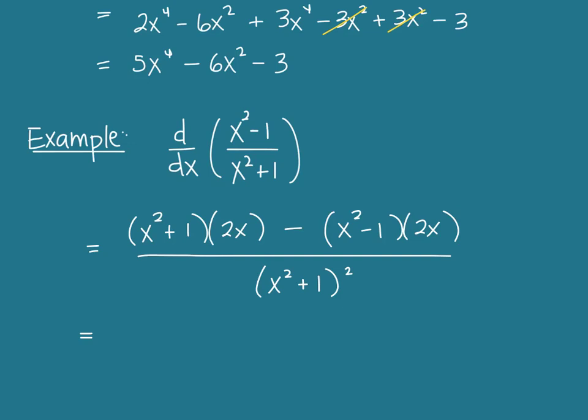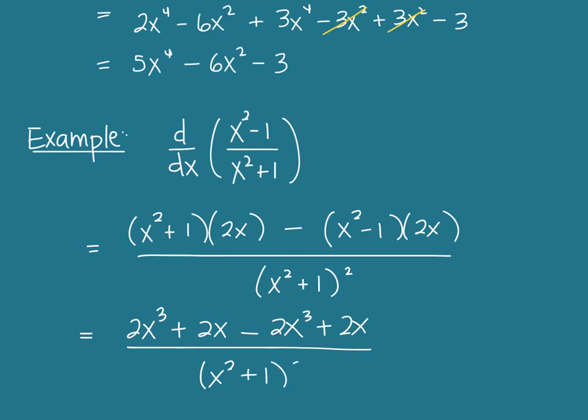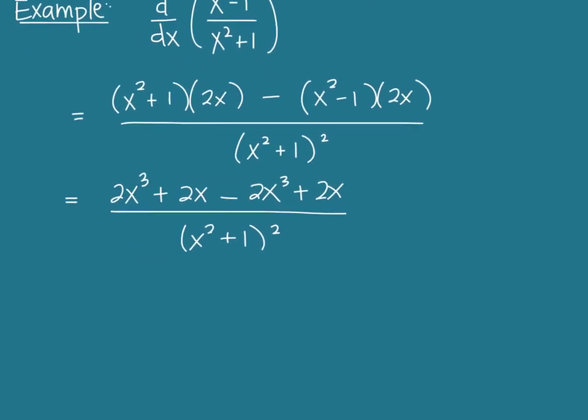And so we'll distribute and simplify, so we end up with 2x to the third plus 2x minus 2x to the third plus 2x, all over the denominator x squared plus 1 squared. So I have two like terms that will cancel each other out, the cubic terms. And when the cubic terms cancel each other out, I combine. My numerator becomes 4x, and my denominator is x squared plus 1 quantity squared. Again, denominator will not be equal to 0.